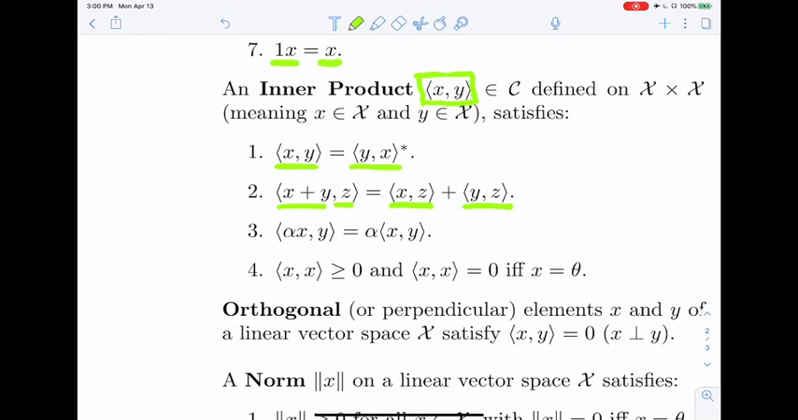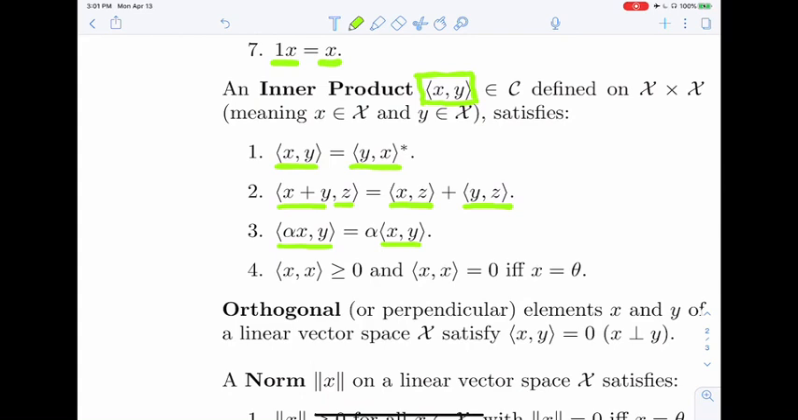The third property we need is that if I scalar multiply x before inner producting it with y, I should be able to pull that scale factor alpha out and just multiply it by the inner product between x and y. So the inner product of alpha x with y should be equal to alpha times the inner product of x with y.